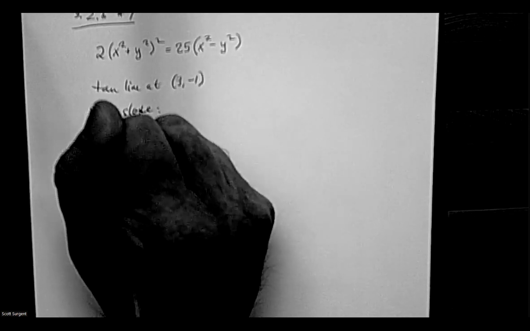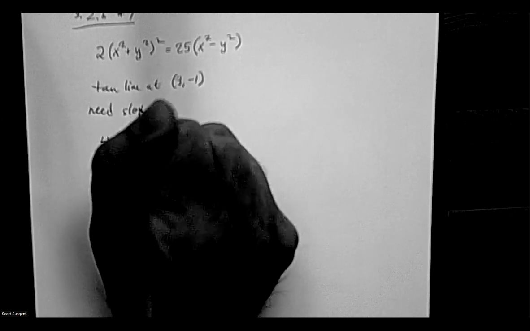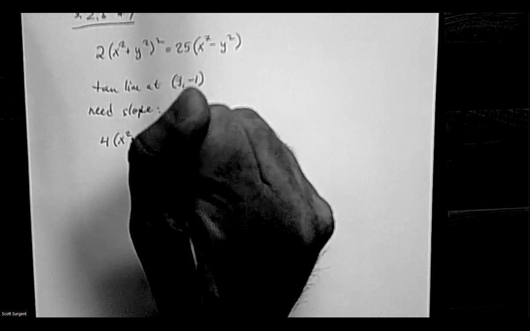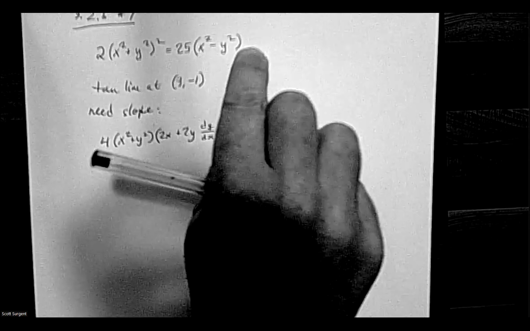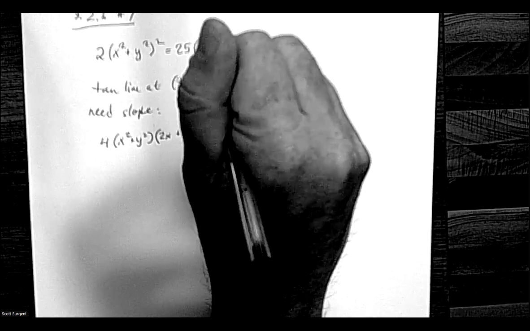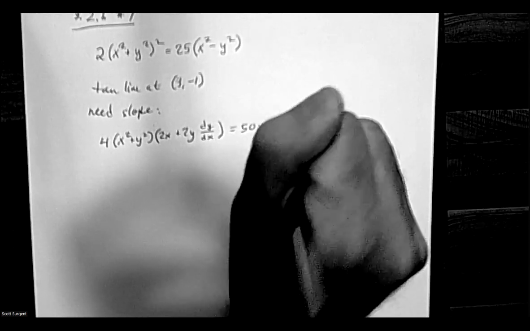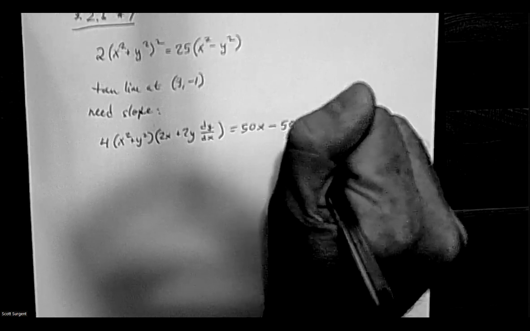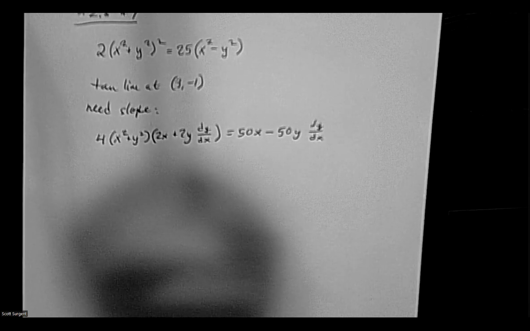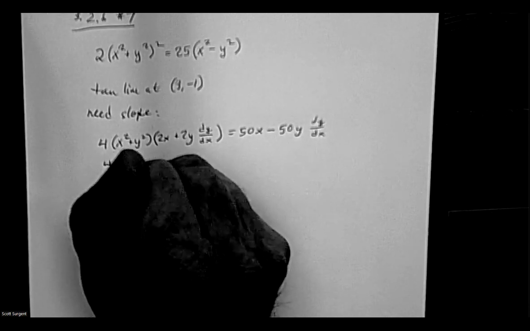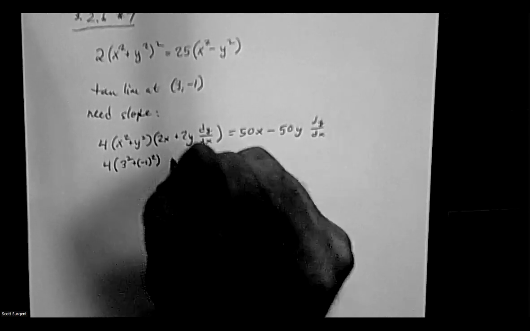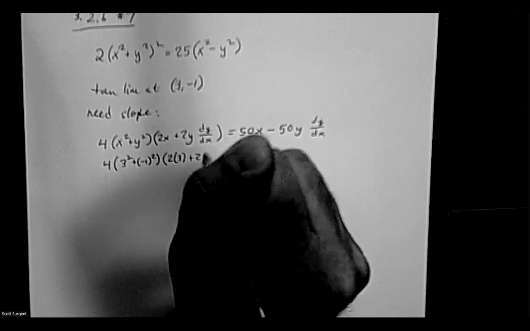On the left side, it's going to be 4x squared plus y squared, that'll be the first power, and then the chain rule kicks in. Every time I take the derivative of y, I have to put a dy/dx. On the right side, I'll distribute 25 through. So the 2 comes down, you get 50x, and then minus 50y dy/dx. Since all we need is a number, I just go ahead and plug in the values, so you plug in (3, -1). Let me show you the step.